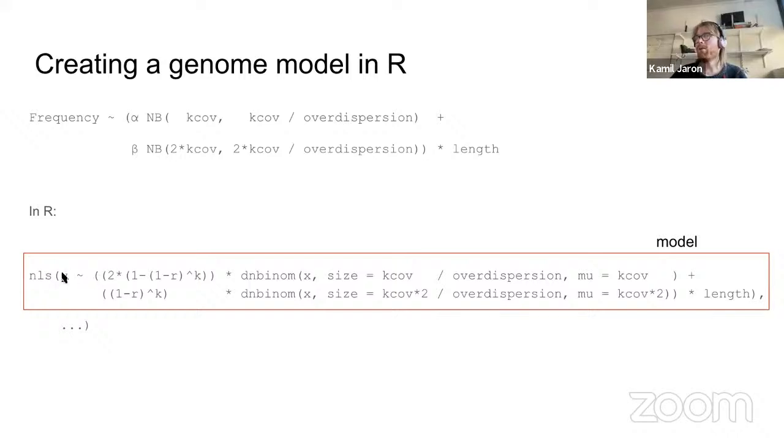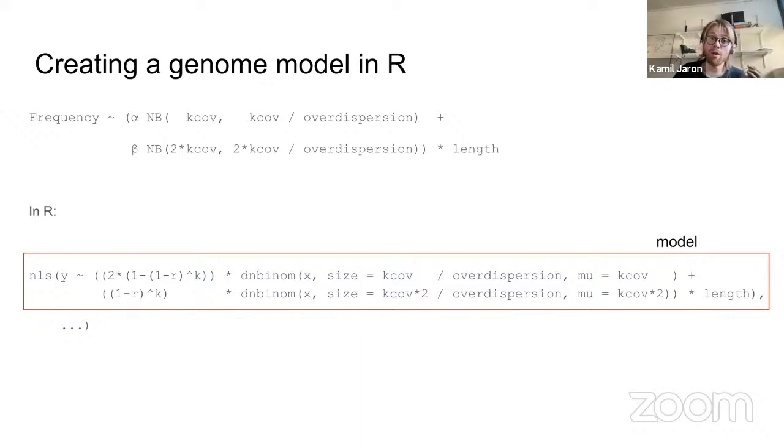And the y will be your frequencies, and they are explained by this nasty alpha term times negative binomial, where the x will be the coverages, and the size is now these parameters that we will be actually fitting. And then we have the other negative binomial times length.